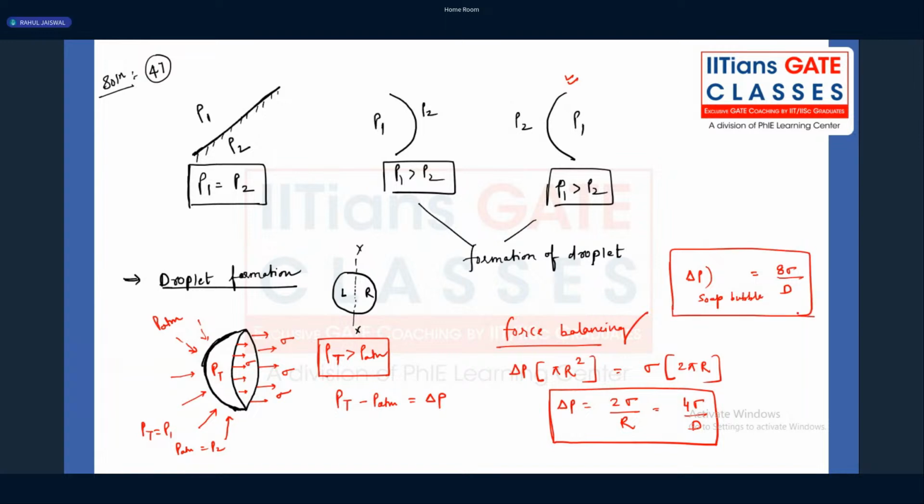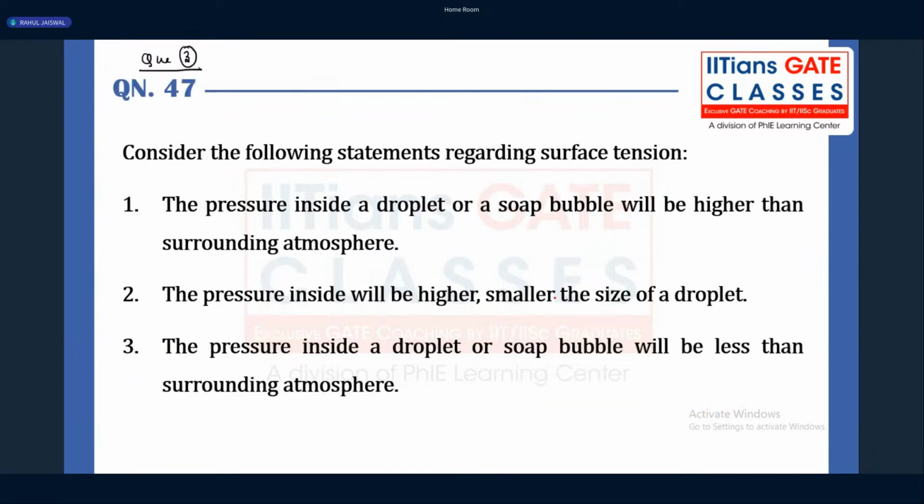Now come back to the question, what they are asking. The question they are asking: the pressure inside the droplet or a soap bubble will be higher than the surrounding atmosphere. Obviously, this statement is correct. Obviously, this statement has to be correct, right? What about the second statement? The pressure inside will be the higher.